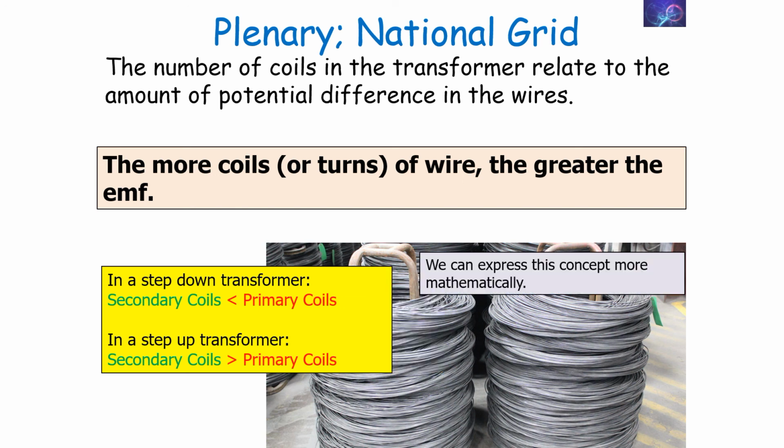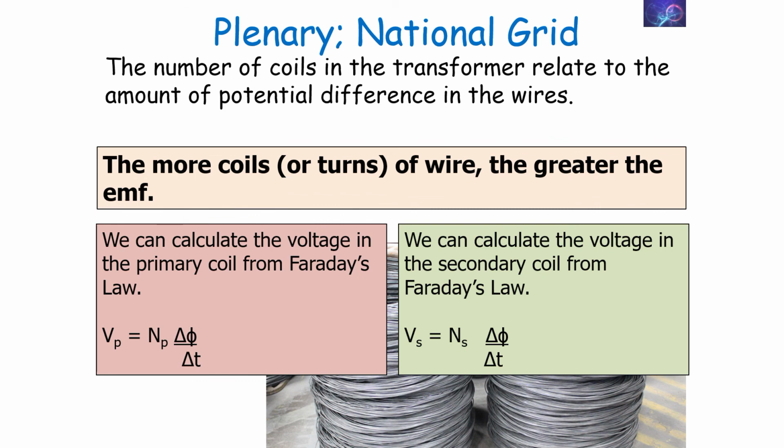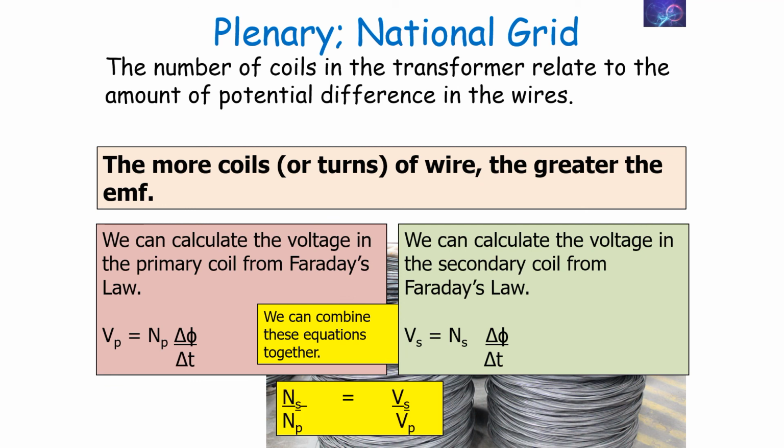Now we can express this concept a little bit more mathematically, because we can calculate the voltage in the primary coil from Faraday's law. So we can say Vp is equal to Np times by the change in flux over the change in time. And we can have a similar equation for the voltage induced in the secondary coil from Faraday's law. So we can combine these equations together. We can say Ns over Np is equal to Vs over Vp.